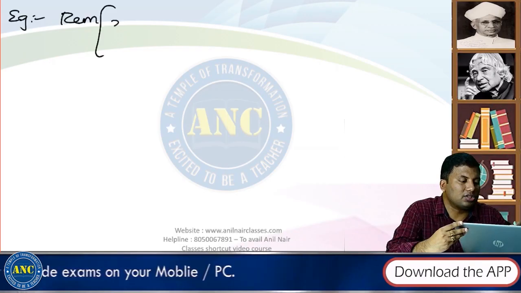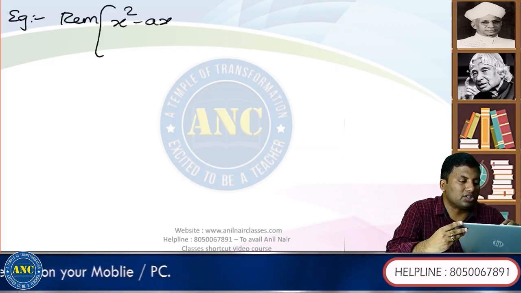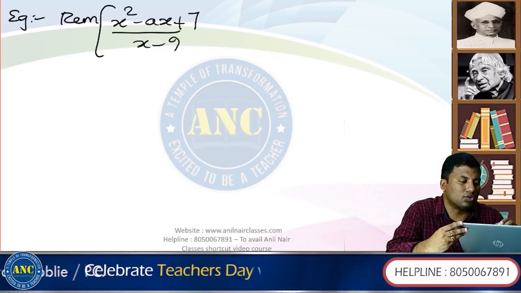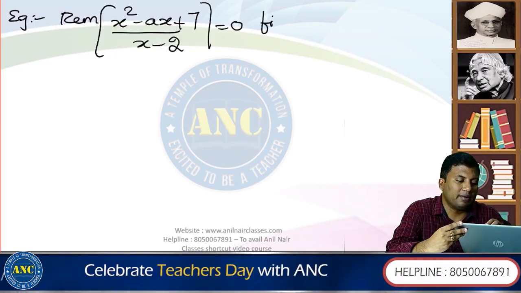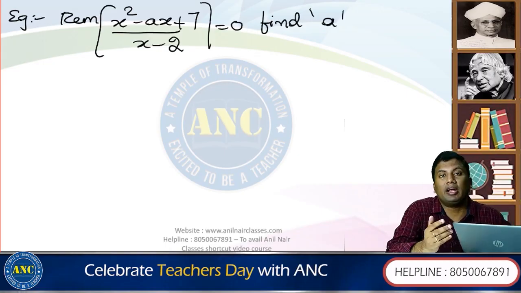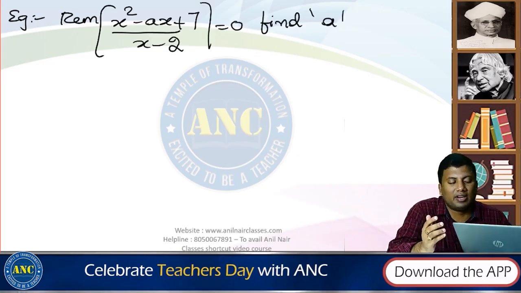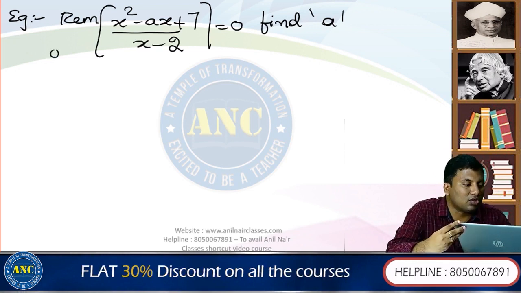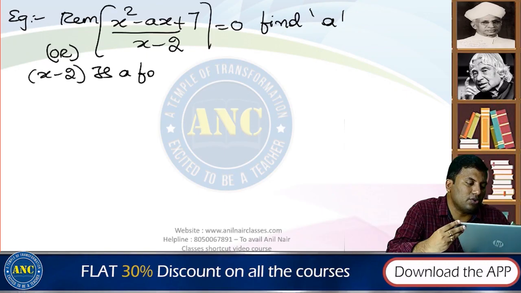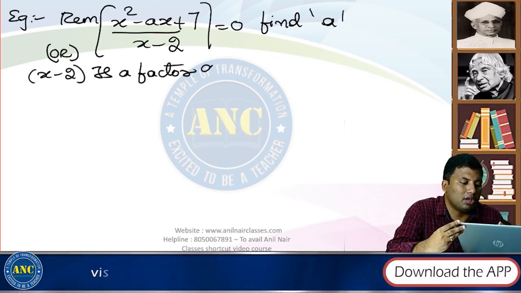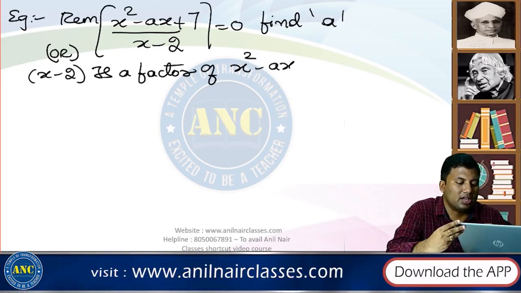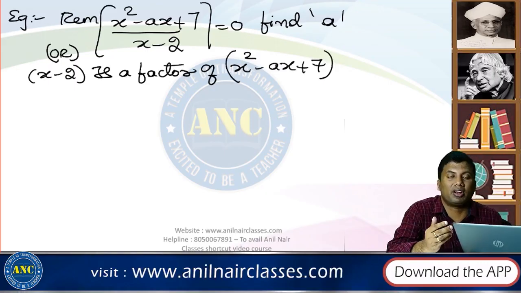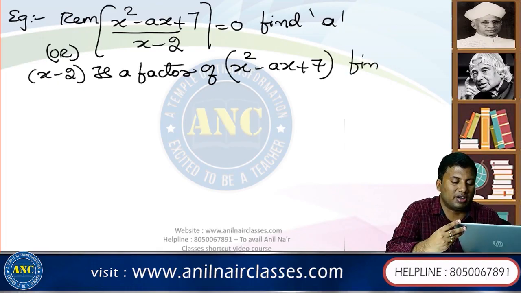Remainder when x square minus ax plus 7 is divided by x minus 2 is 0. Find a. Or this question can also be asked like this: if x minus 2 is a factor of x square minus ax plus 7, find a.